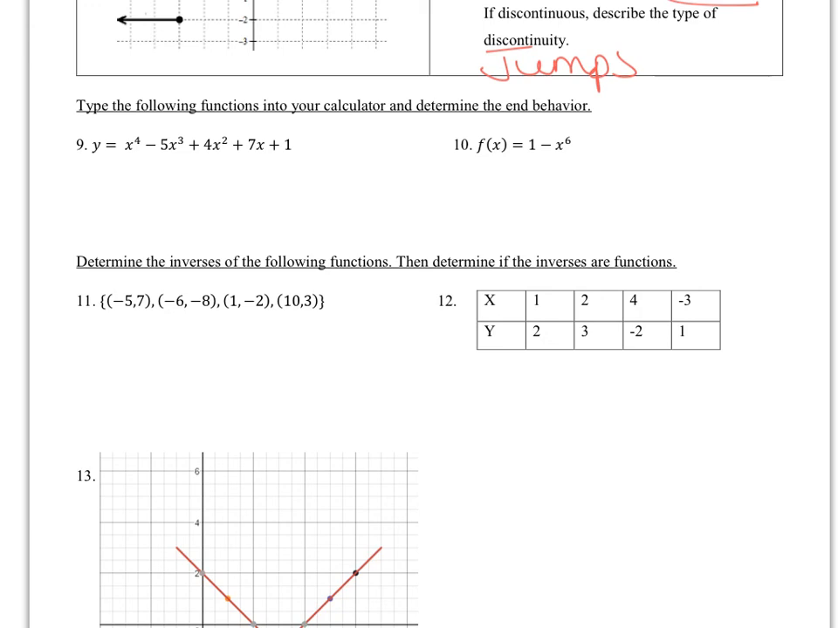Now in my calculator, I'm going to clear out and type in number 10, 1 minus x to the 6th power, type in zoom 6, and wait for it to graph. Notice as x is going to negative infinity and positive infinity, what's happening to y? Well, they're both going to negative infinity.